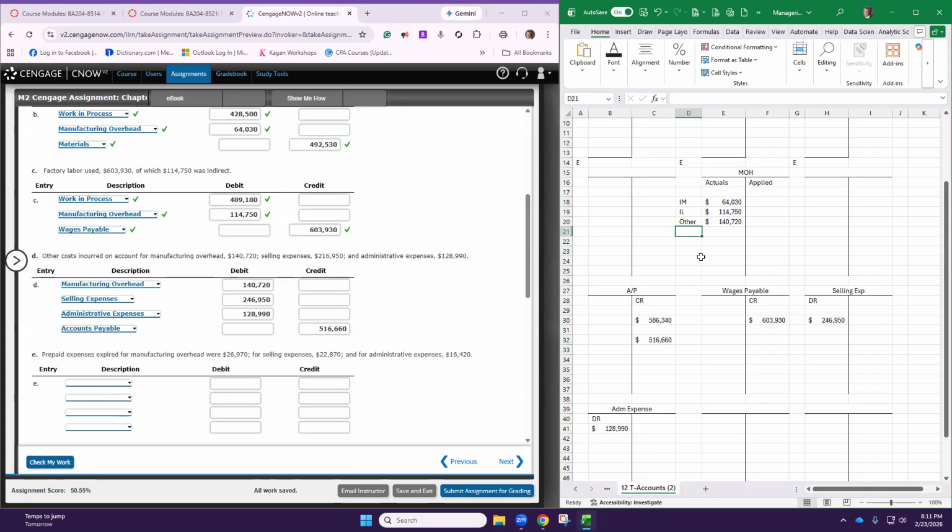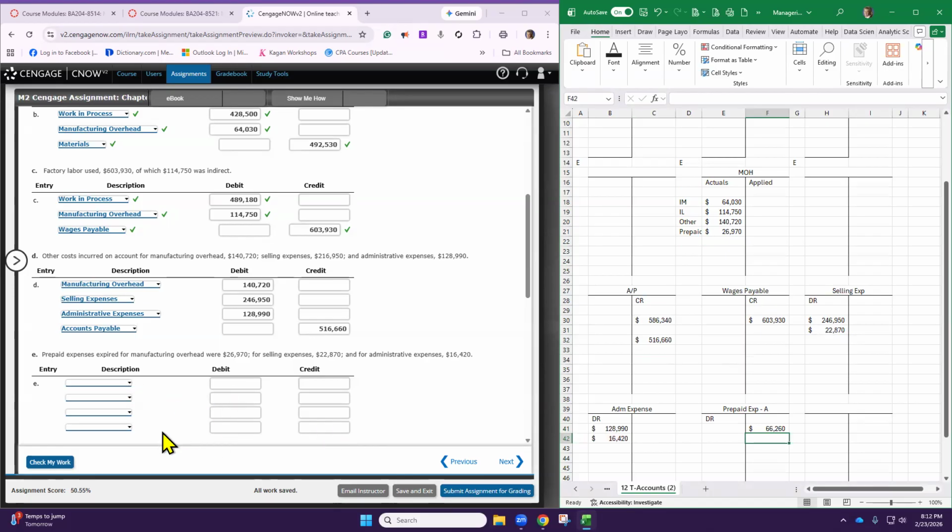So here we go again. So prepaid. So that amount is 26,970. Selling gets an amount of 22,870, and admin gets a debit of 16,420. And then prepaid expenses. Remember, this is an asset because it has that word prepaid on the front of it. Okay, so we're going to add these three together, and this will go down because this is all debits, right? Debits. So prepaid have expired, which means that they're being used now.